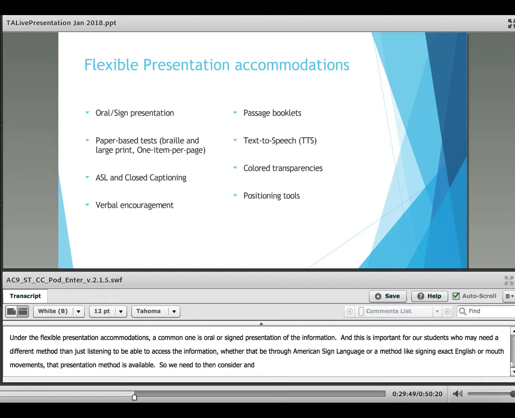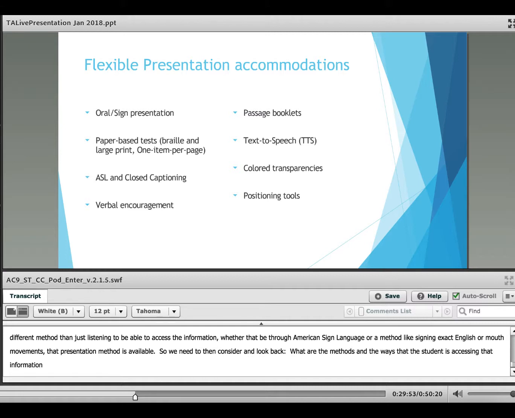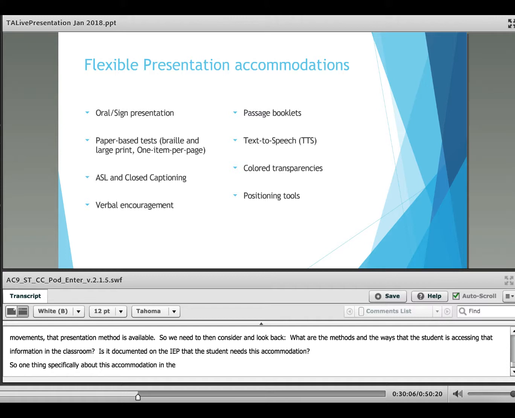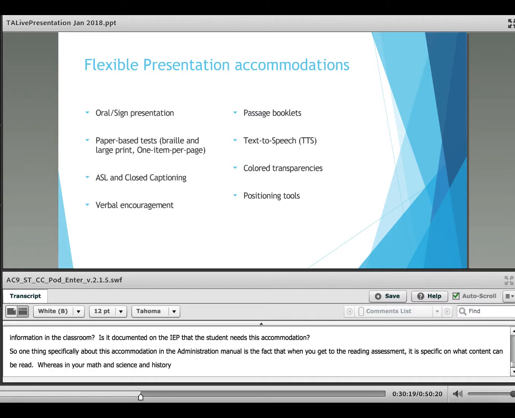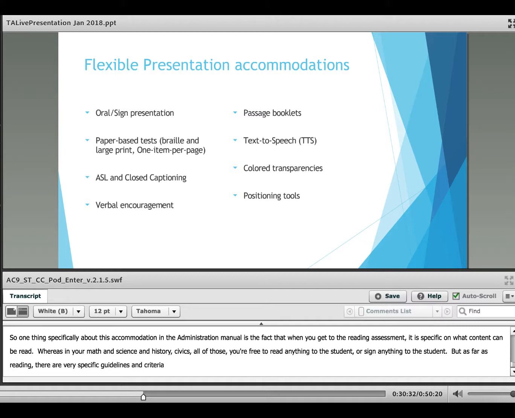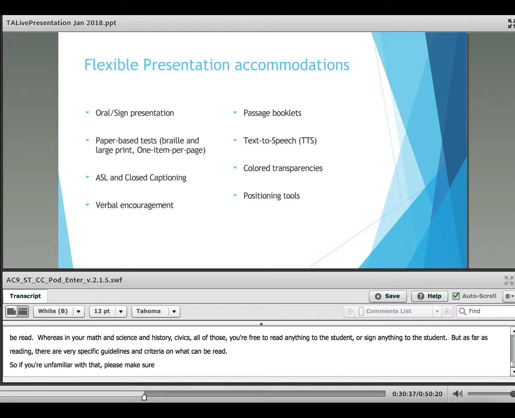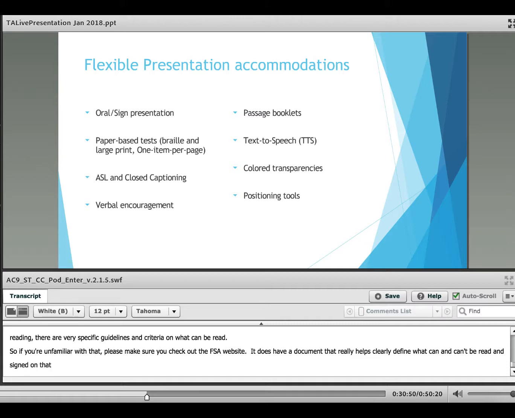So we need to consider what methods the student is using to access information in the classroom. Is it documented on the IEP that the student needs this accommodation? One thing specific about this accommodation in the administration manual is that on the reading assessment, it is specific on what content can be read, whereas in math, science, history, and civics, you are free to read or sign anything to the student. For reading, there are very specific guidelines on what can be read. If you're unfamiliar with that, please check out the FSA website, which has a document that clearly defines what can and can't be read and signed on the FSA assessment.